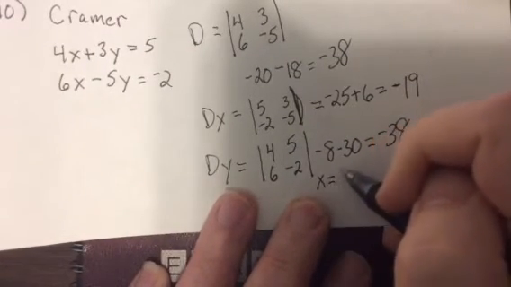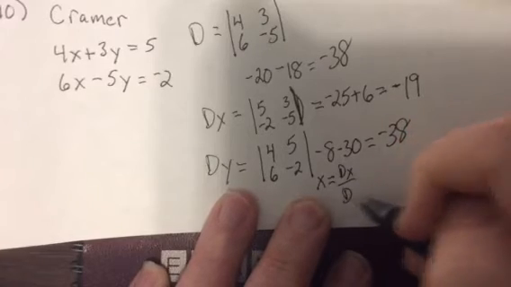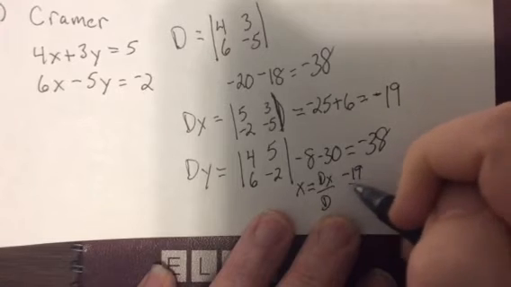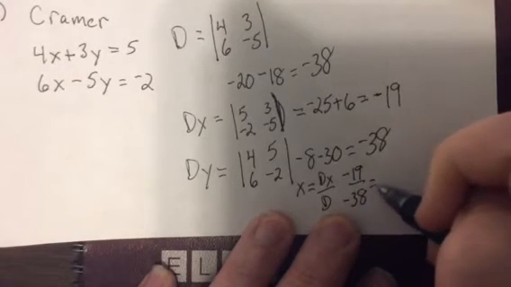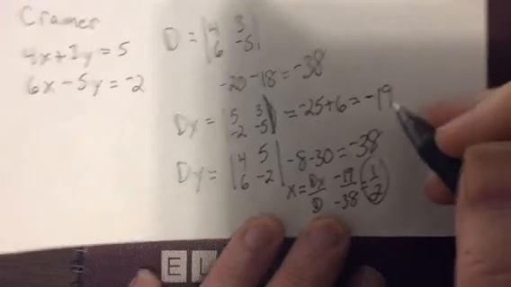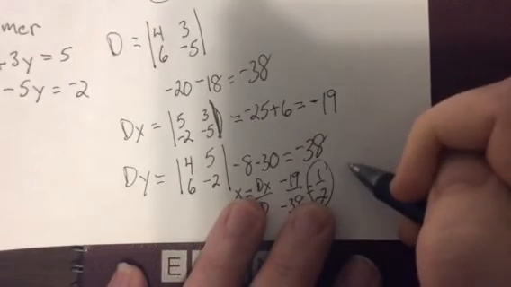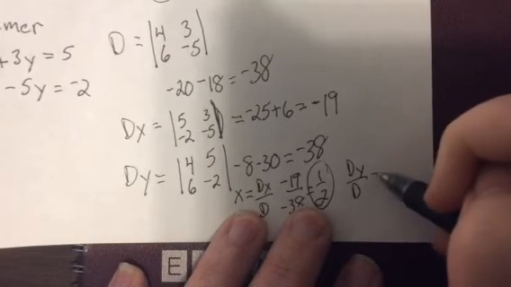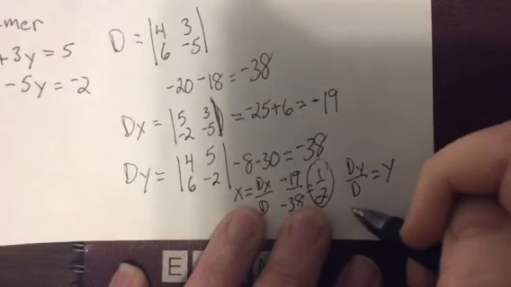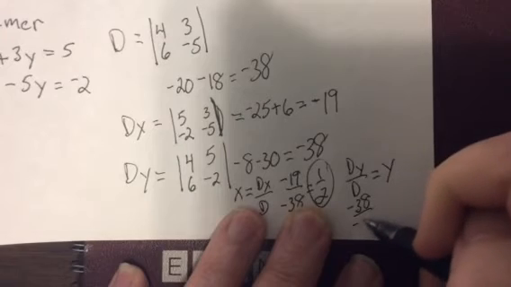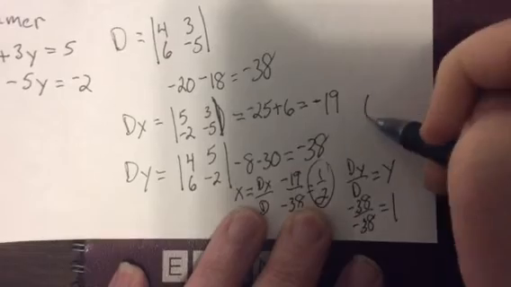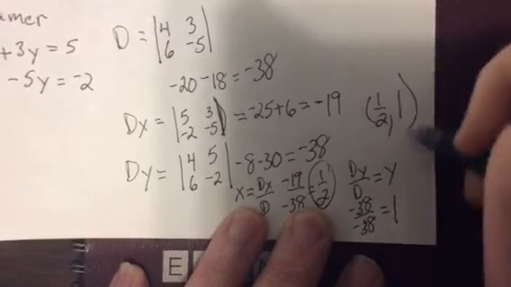So x is dx divided by d, which is negative 19 over negative 38, which is 1/2. And dy over d is my y, which is negative 38 over negative 38, which is 1. So my answer is 1/2, 1. Okie doke.